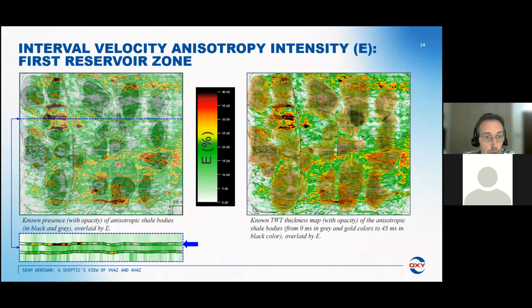I'm showing you a different line here, a different section, two parts where that velocity anisotropy is very, very high. In fact, it is so high, above 40%, that we have to be skeptical that that can be realistic, that we can have such a velocity variation with azimuth.